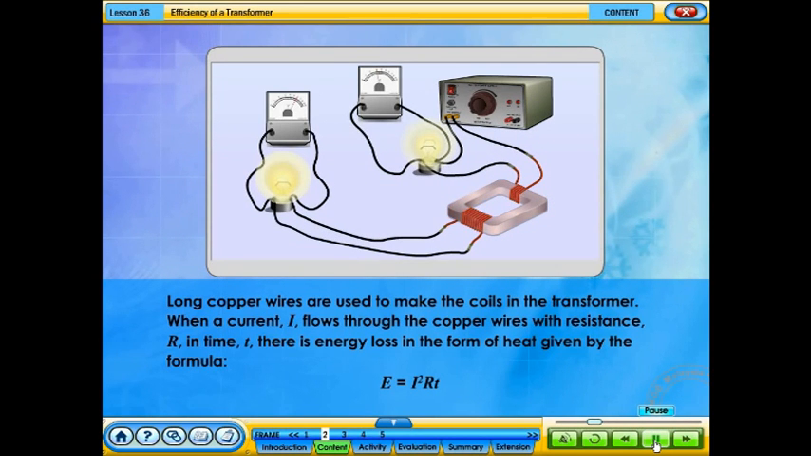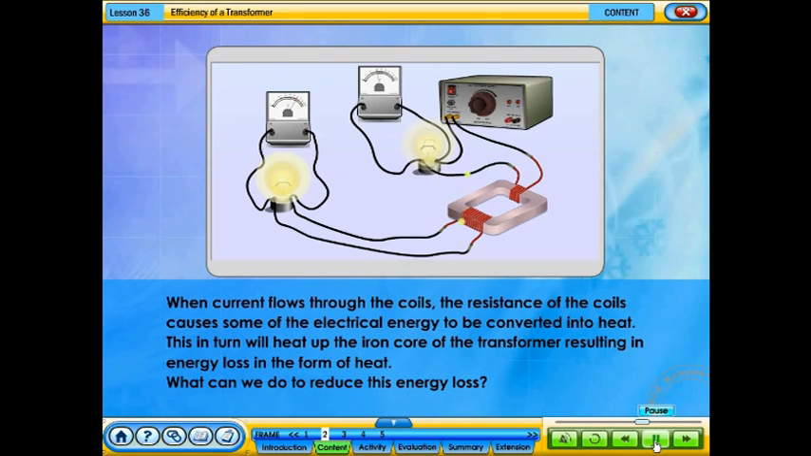Long copper wires are used to make the coils in the transformer. When a current I flows through the copper wires with resistance R in time t, there is energy loss in the form of heat given by the formula E equals I squared times R times t. When current flows through the coils, the resistance of the coils causes some of the electrical energy to be converted into heat. This in turn will heat up the iron core of the transformer in the form of heat.